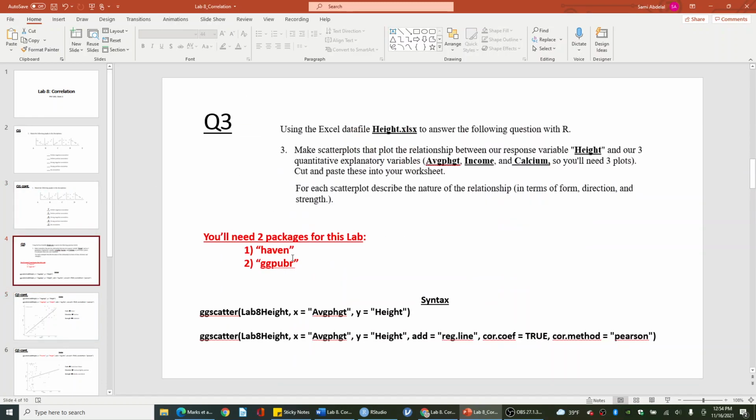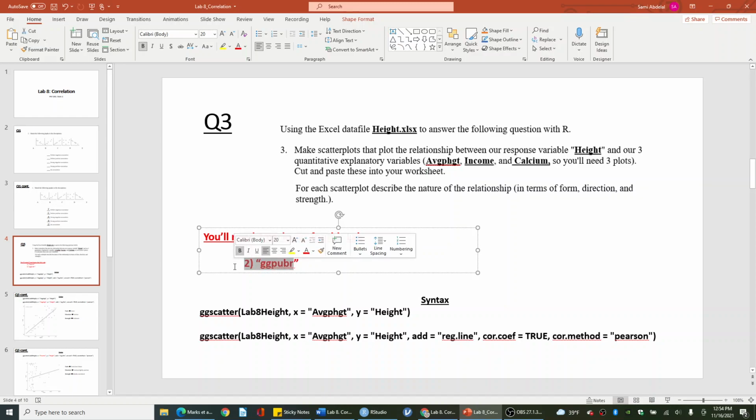in question 3. You're going to do this in R, and you're going to need 2 packages. So you're going to need Haven, and you're going to need ggpubr. You should have ggpubr already, and I believe Haven as well. But if you don't have them, just make sure to double check before you start doing any of this, because you're not going to have a good time.